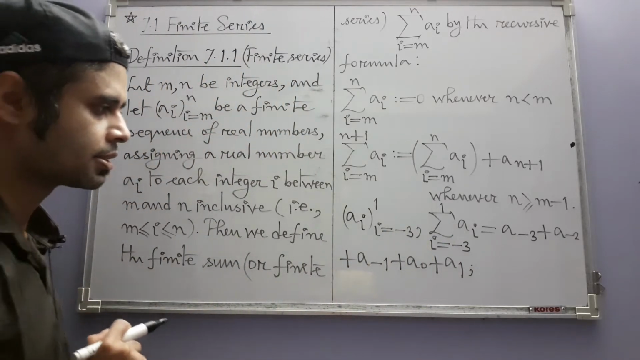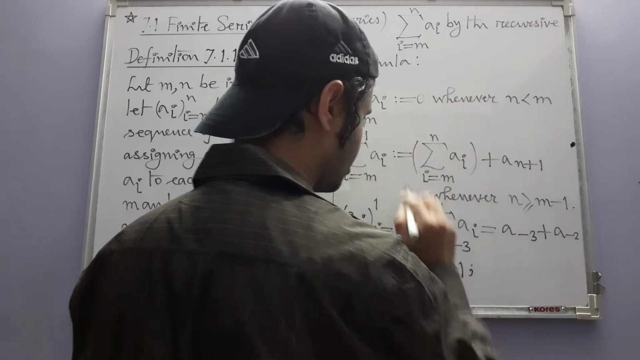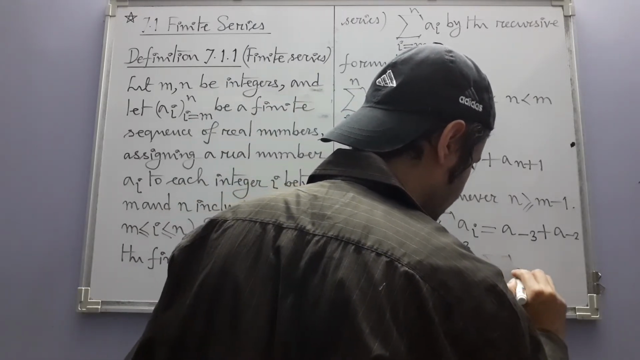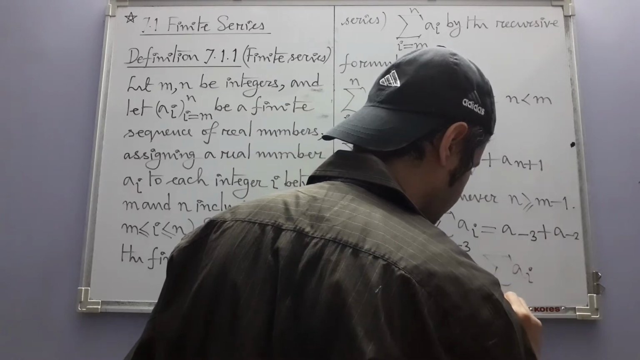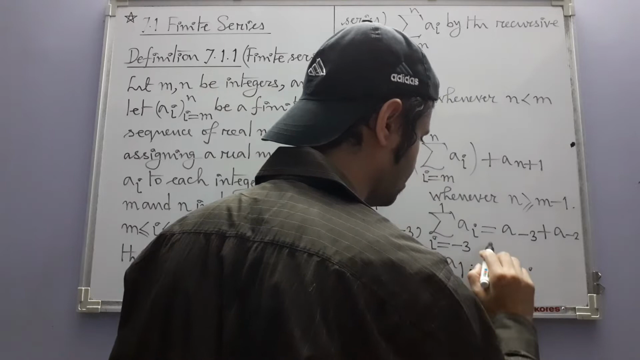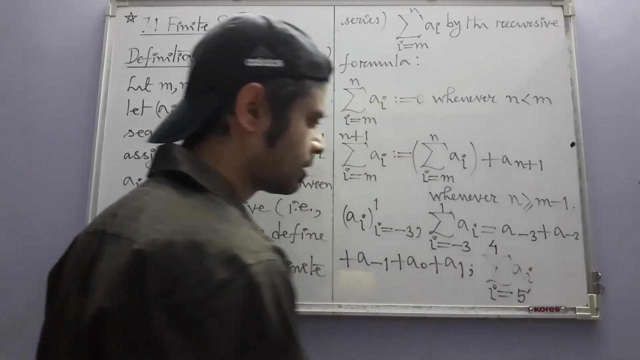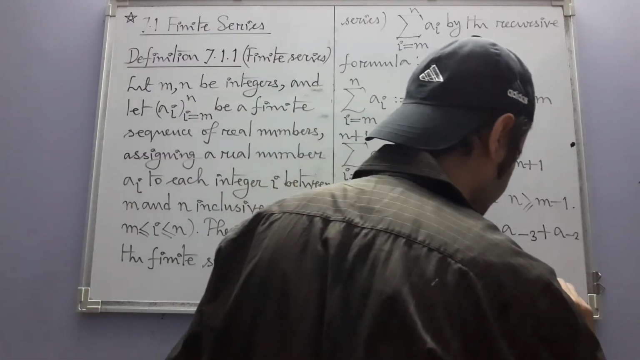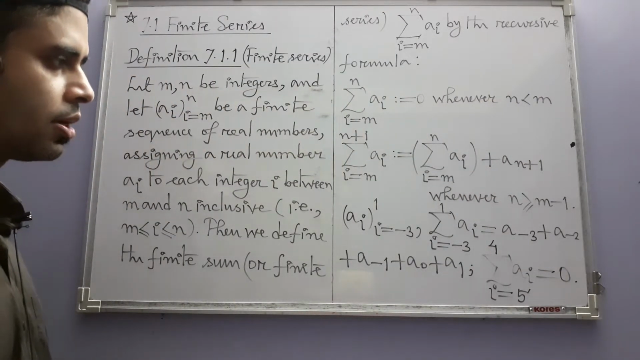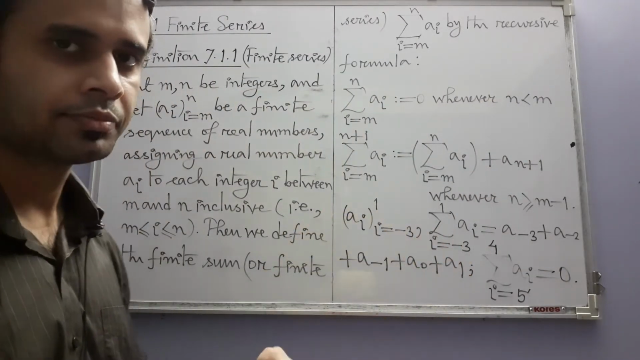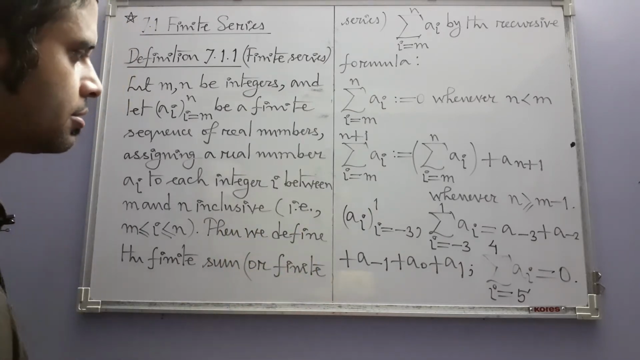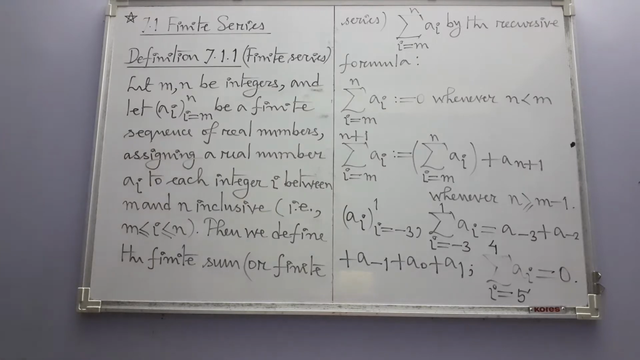And the definition also tells us that if we have a series in which this m is greater than n, then it's defined to be equal to 0. So let's go ahead with this idea that we already have about the meaning of a series and see what comes next.